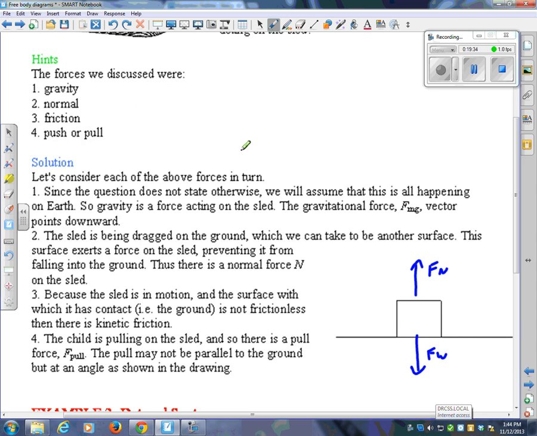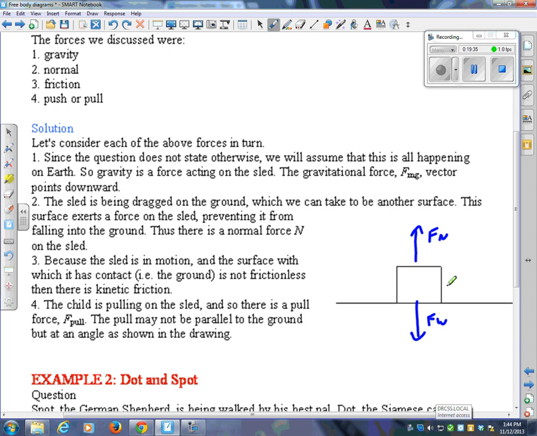So no friction here. The child is pulling on the sled, so there is a pull force. This pull may or may not be parallel to the ground, but that is an angle shown in the drawing. So it doesn't have to be sideways. It could actually be like this, an applied force up. Now, without getting too far ahead of myself, because it's up at an angle there, that does funny things to the normal force. We'll get into that. Okay, is that good? Has everybody got that drawn in there on theirs as well? That's all we're doing today is just drawing.